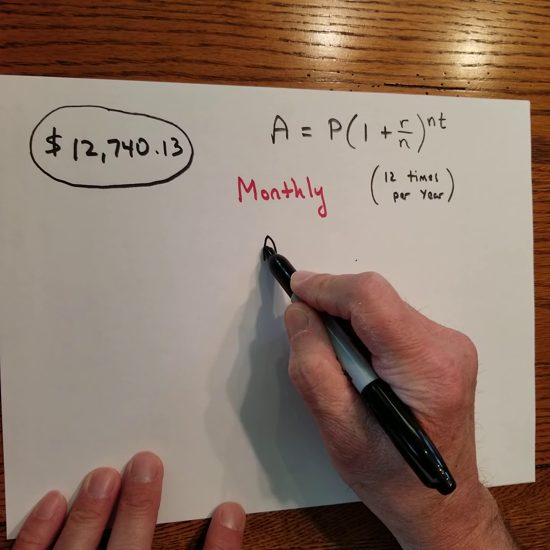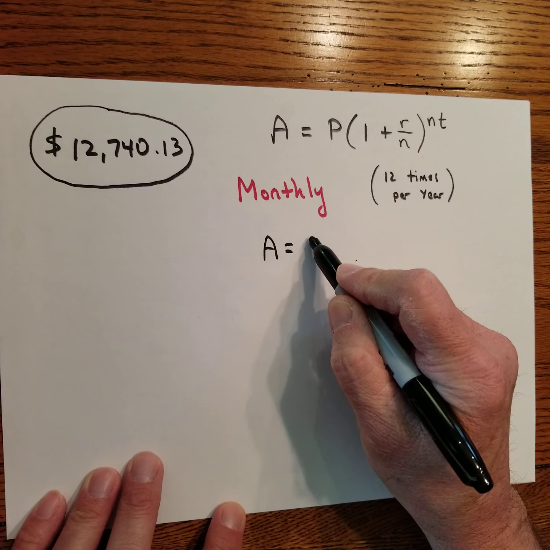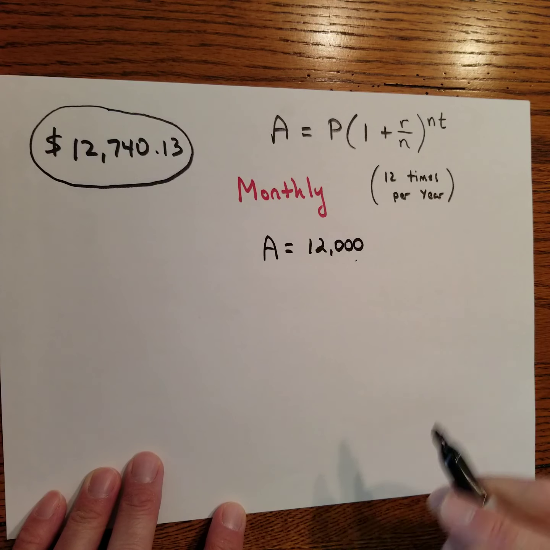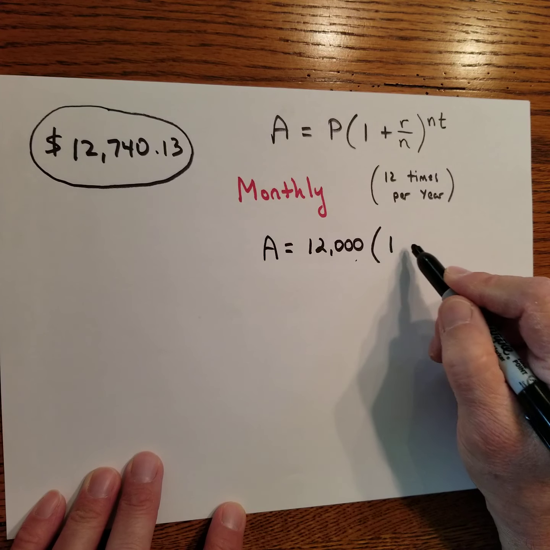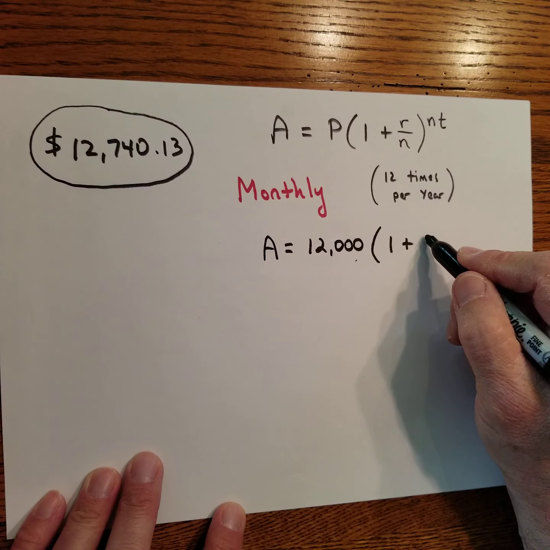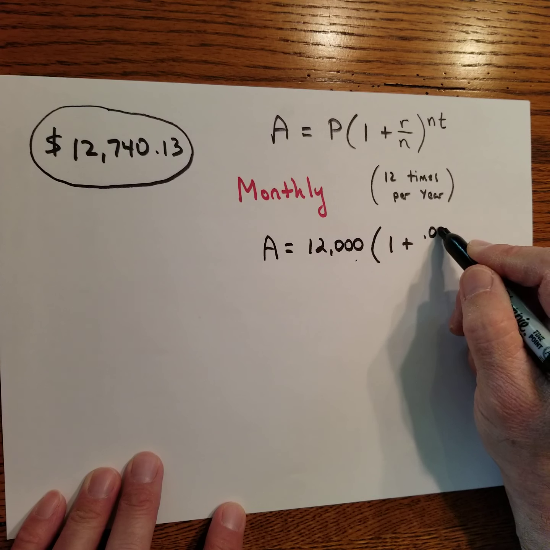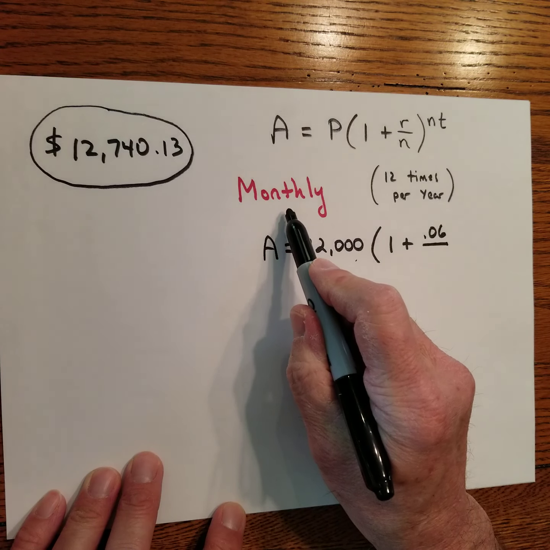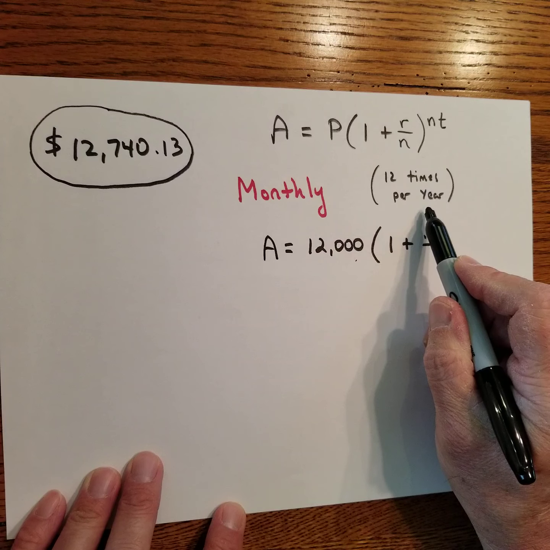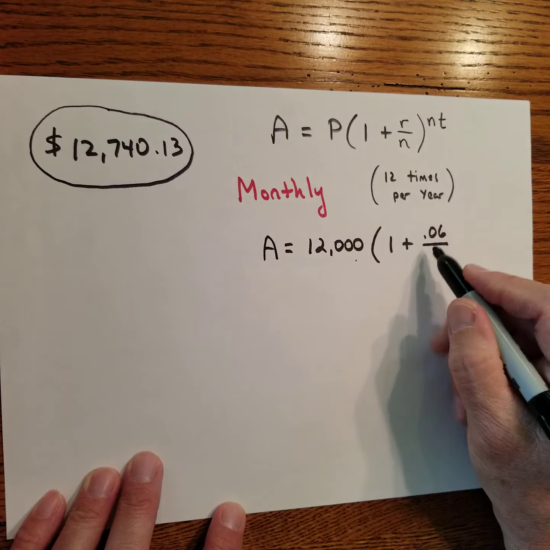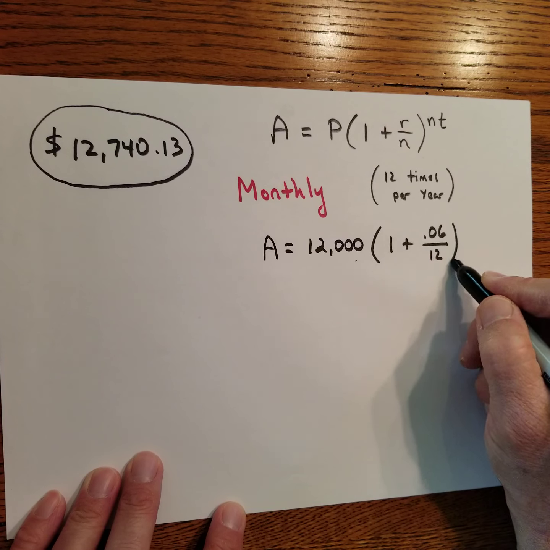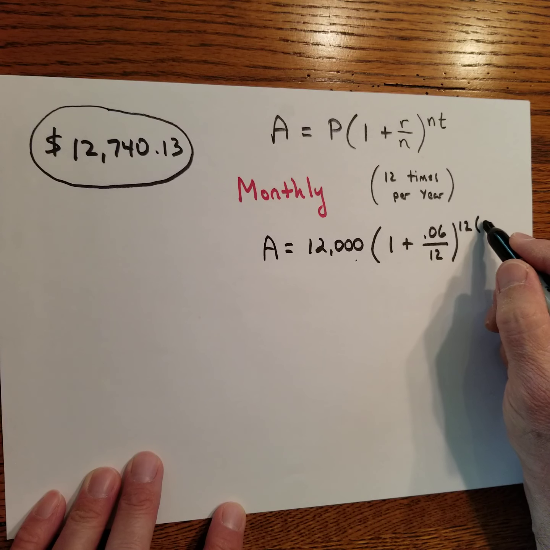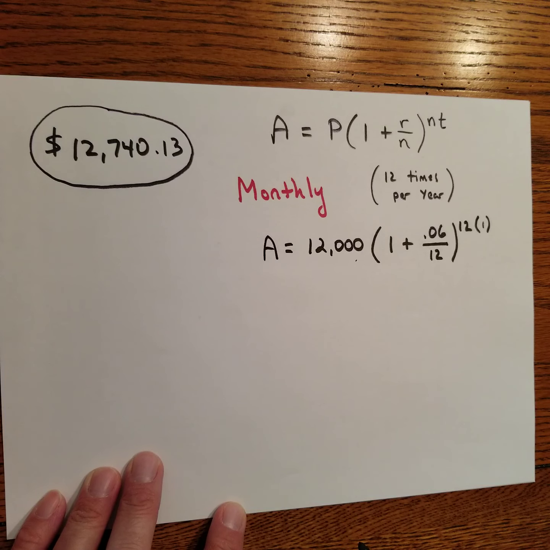A is the amount of money I'll have at the end of the year. $12,000 is the amount of money that I put in the bank. Copy the 1. The rate was 6%, which is 0.06. When we compound monthly, that's 12 times per year. So N is 12. T is time. We're leaving the money in the bank for 1 year.